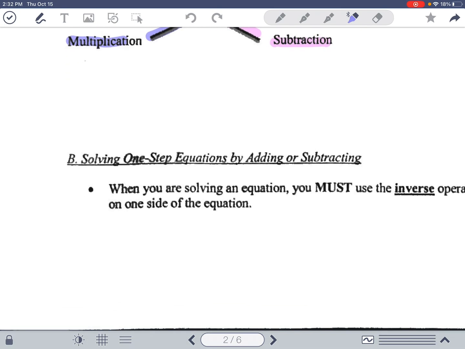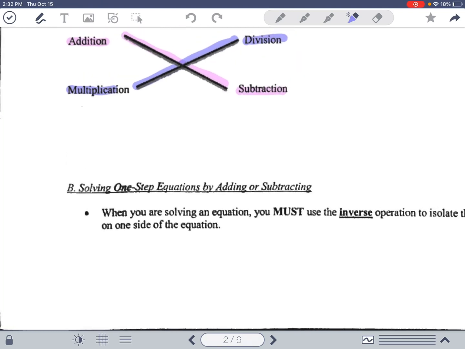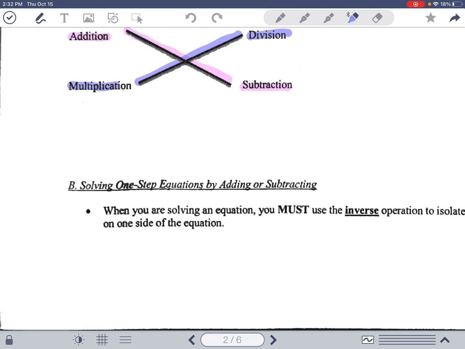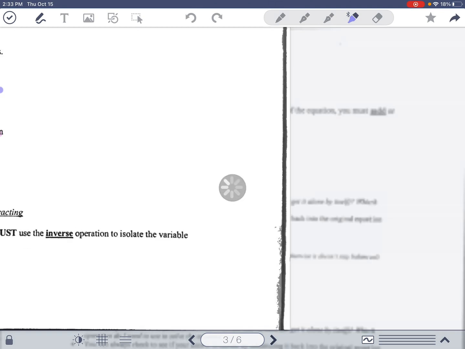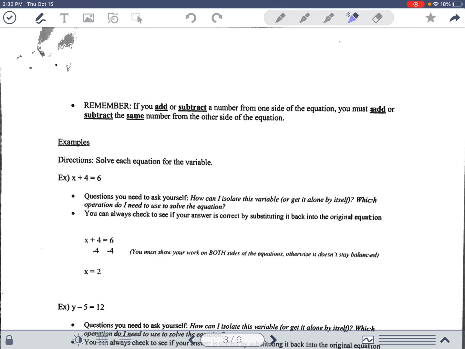Solving one-step equations by adding or subtracting. When you are solving an equation, you must use the inverse operation to isolate the variable on one side of the equation. Remember, if you add or subtract a number from one side of the equation, you must add or subtract the same number from the other side of the equation. Examples. Solve each equation for the variable. x plus 4 equals 6.